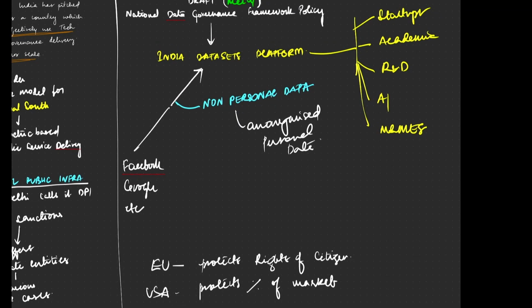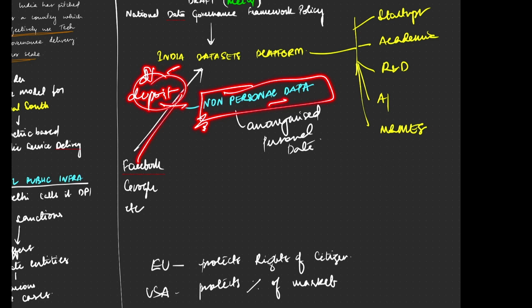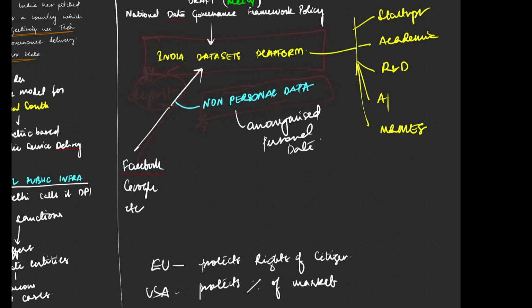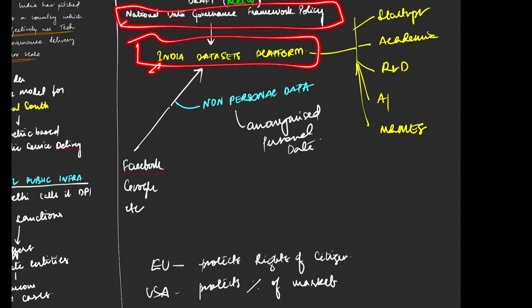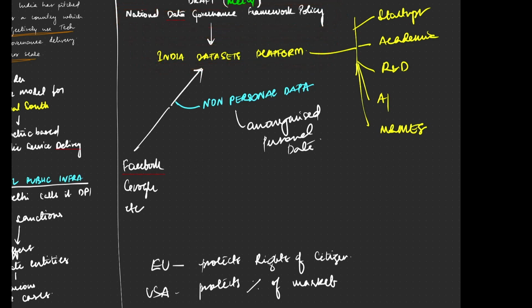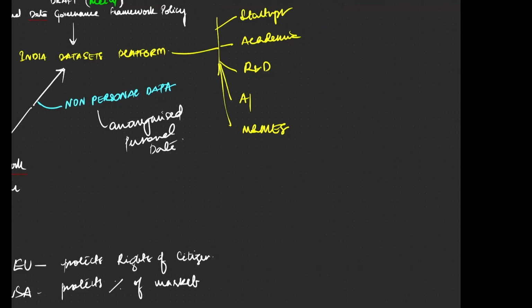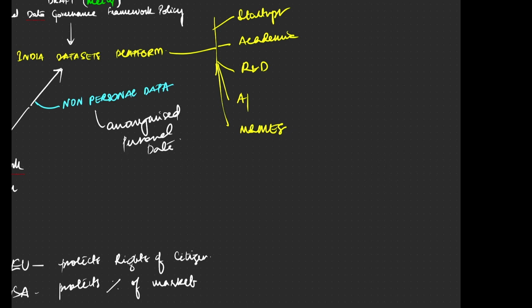And already the Digital India Bill जो last year आया था, वो बोल रहा था कि Facebook and Google and Instagram and Twitter, all these people will have to share with the government all the non-personal data that they have. इनके पास इनके साथ deposit करना पड़ेगा. Deposit is the term. Deposit the non-personal data on one platform, and that platform is now called, in this framework policy, the India Datasets Platform.